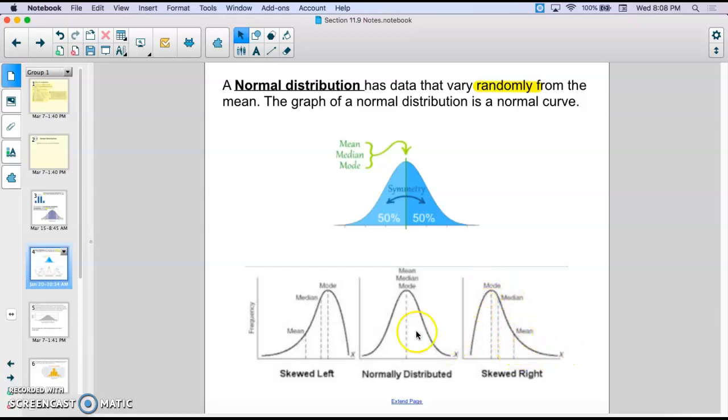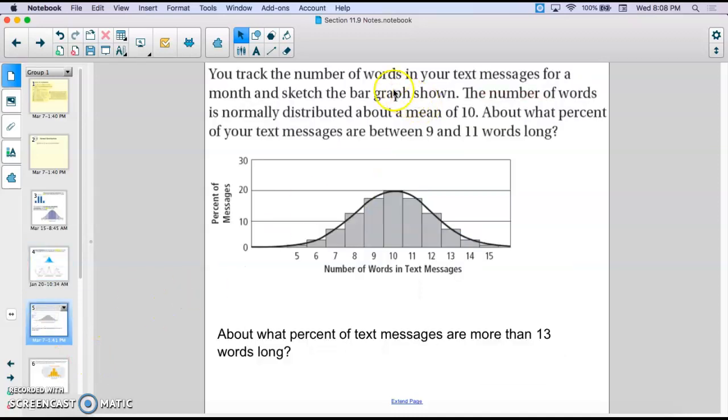If it doesn't look like a nice curve, then it's not a normal distribution, and a lot of these rules don't really apply. All right, our first example: you track the number of words in your text messages for a month, and then you sketch the bar graph shown. You have our little curve. It does look pretty normal, so we're good to go. The number of words is normally distributed about a mean of 10. So what that means is that it is a normal distribution, and the mean is 10. So 10 is our average.